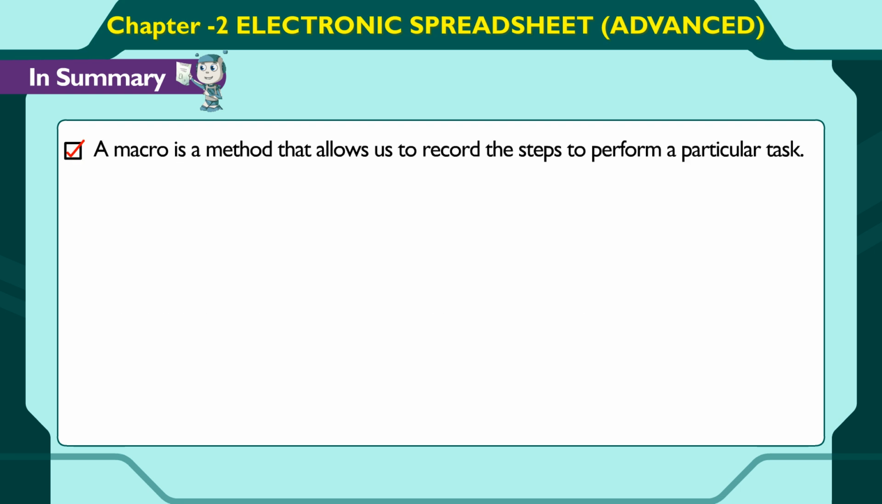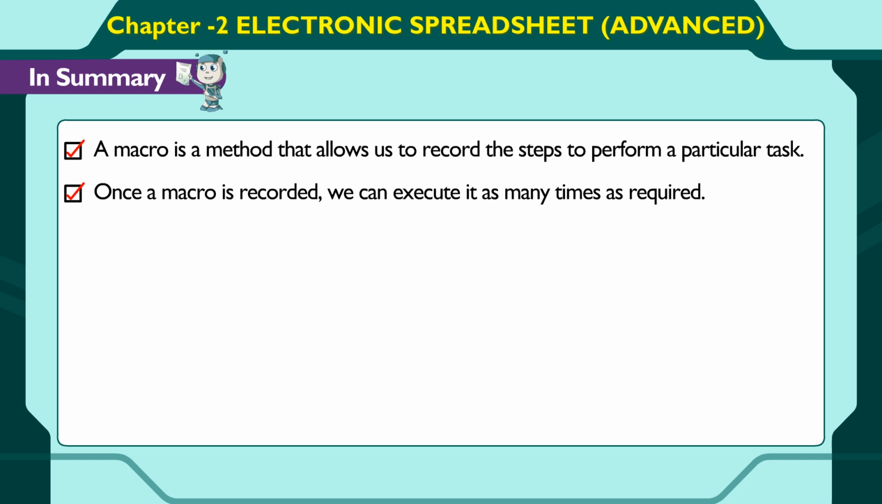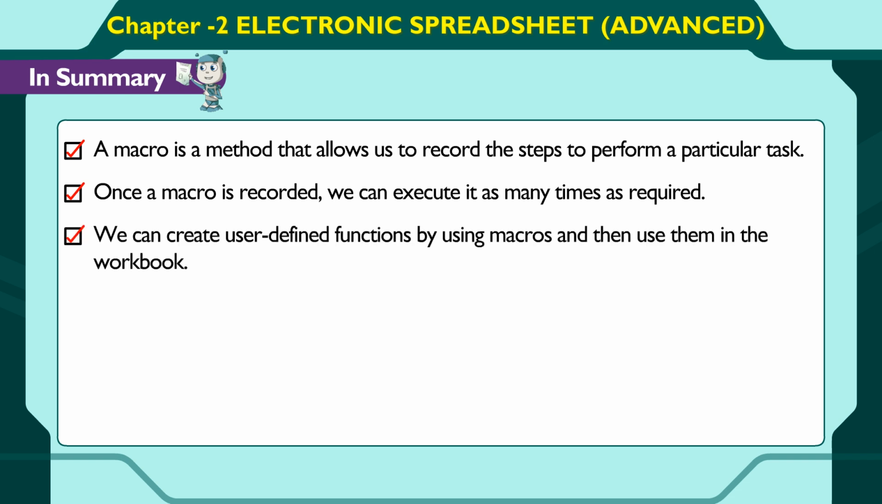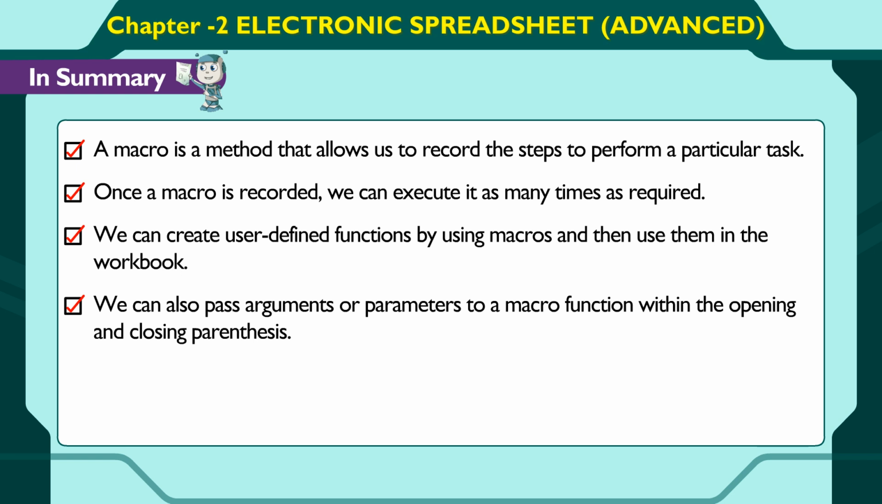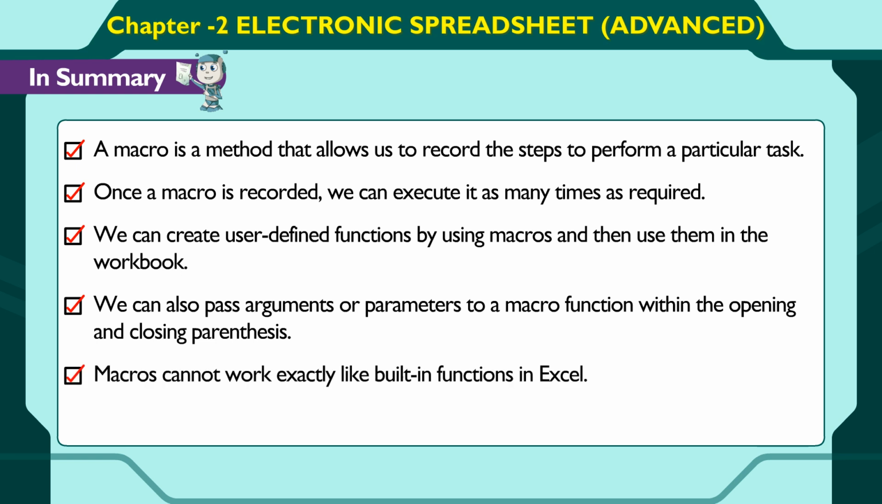A macro is a method that allows us to record the steps to perform a particular task. Once a macro is recorded, we can execute it as many times as required. We can create user-defined functions by using macros and then use them in the workbook. We can also pass arguments or parameters to a macro function within the opening and closing parentheses. Macros cannot work exactly like built-in functions in Calc. The Range object is used to access the cells in a macro.